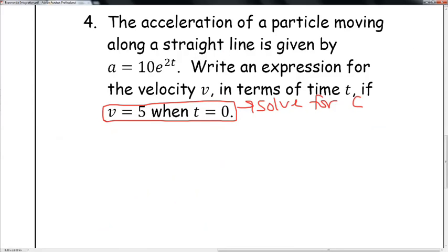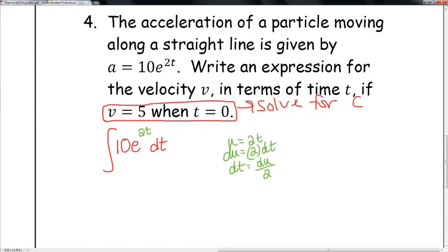So let's first take our antiderivative. We're going to take the antiderivative of our acceleration, which is 10 e to the, go ahead and color code it, 2t, and since our independent variable is t, we'll do dt. And so with u substitution, u is going to be 2t. du is going to be 2 times dt. So dt is du divided by 2. So we can go ahead and plug in.